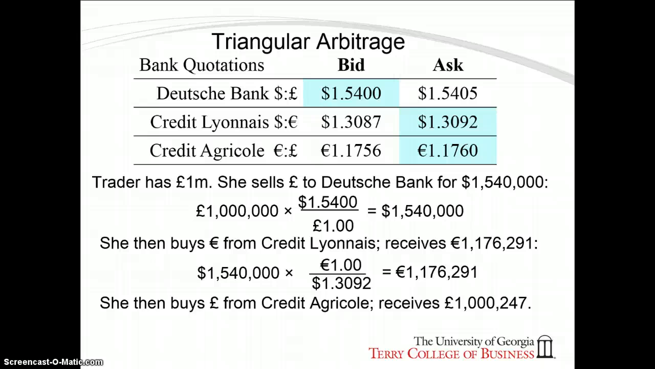The trader receives £1,247 and change. Note that she started with £1 million. Thus, her profit is £247.45, and all she did was take advantage of an arbitrage opportunity. Note that the triangular arbitrage opportunity exists because of a disequilibrium in the FX market. The discrepancy between the cross rate and Crédit Agricole's direct rate won't last for long. Triangular arbitrage opportunities, as I said before, must be acted on quickly.